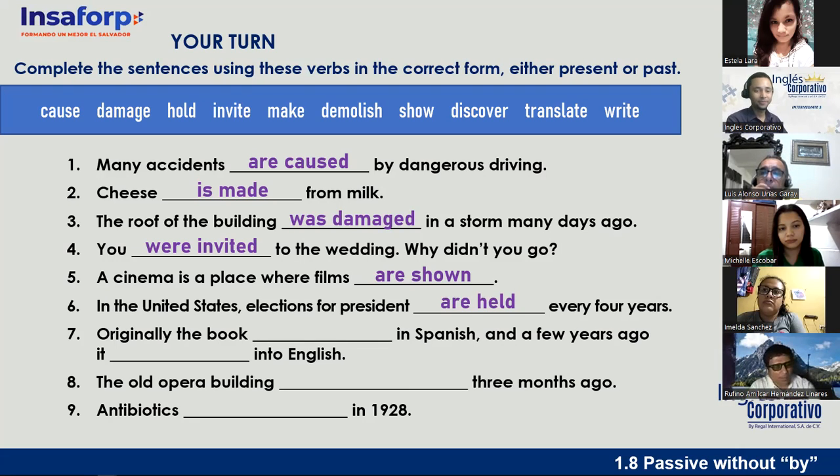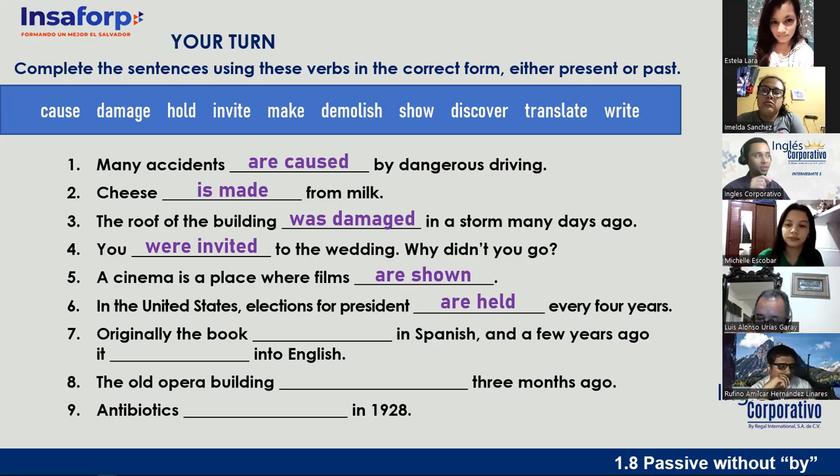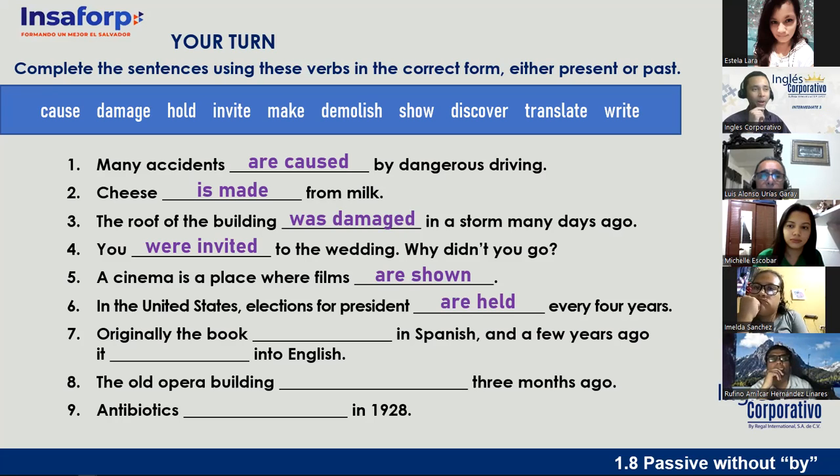Originally, the book is translated in Spanish a few years ago. Mm-hmm. A few years ago? It has two parts. It's right. Okay, into English. Not exactly. I think it's the other way around. Es al revés. Veamos. Originally, the book. Let's see. Imelda. Is reading. Aha. Is written in Spanish. Aha. But when you talk about a book, it should be in the past, not the present.